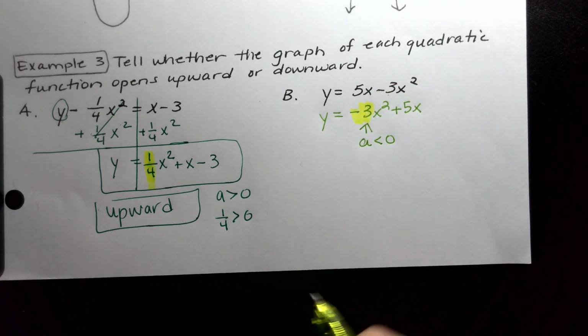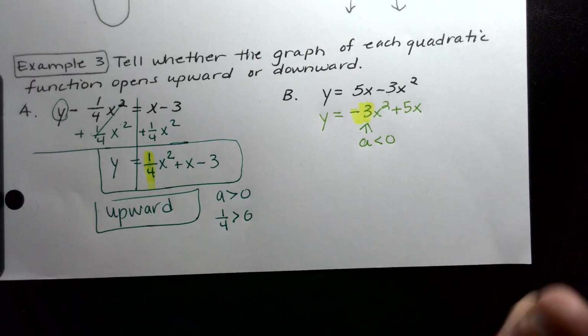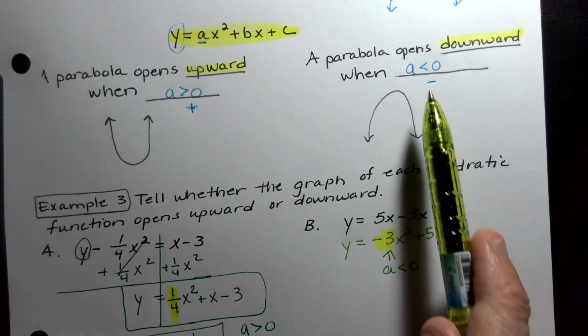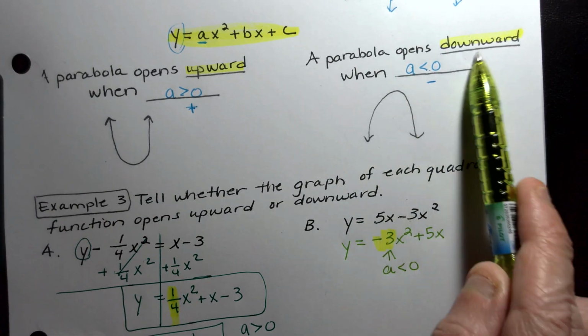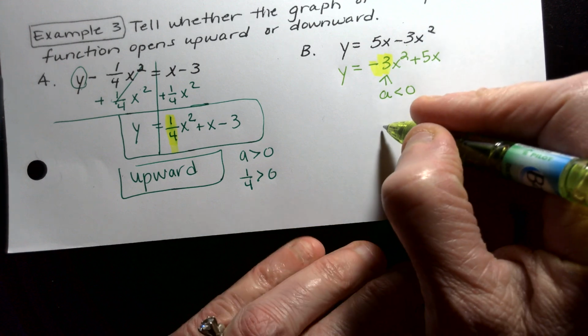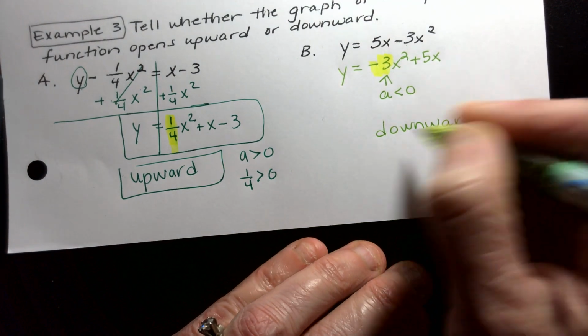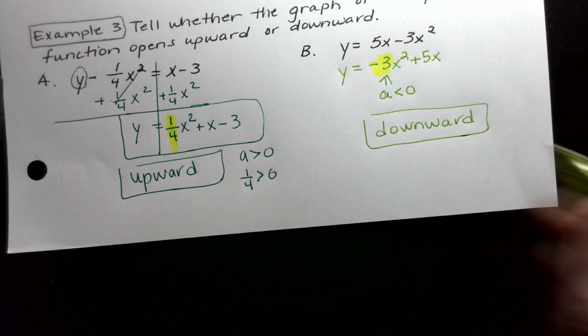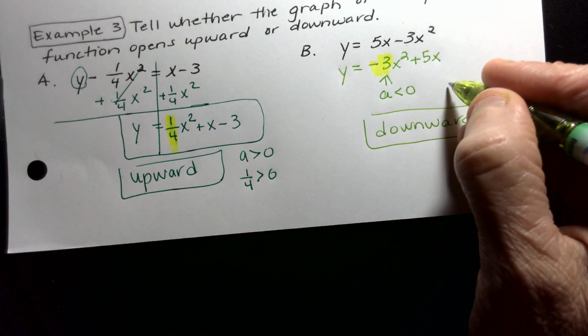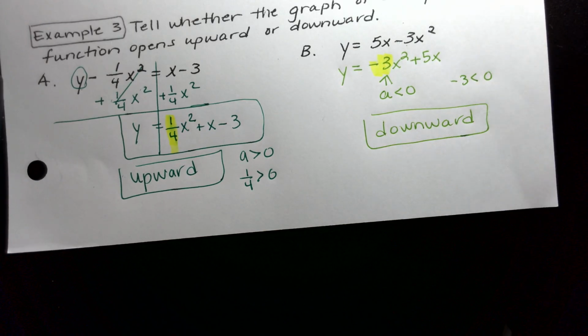That is less than 0. So that tells you, look directly above. It's going to turn downward. Because a is less than 0. Negative 3 is less than 0. Okay, so that's another thing you're going to do.